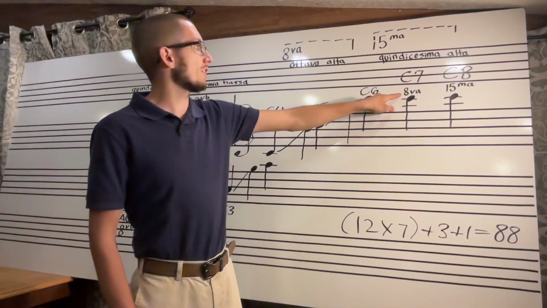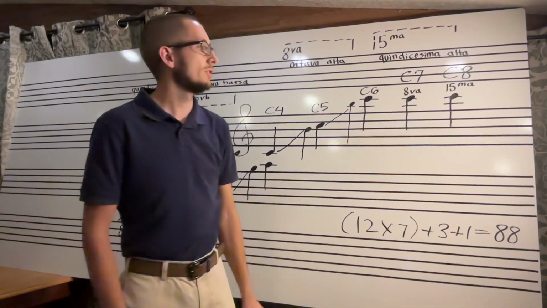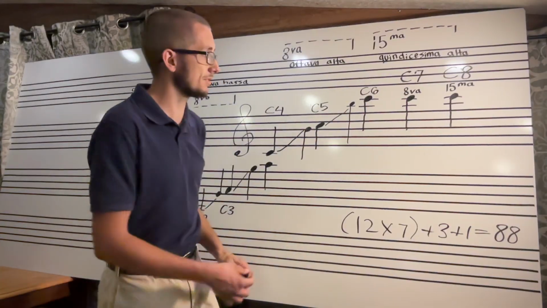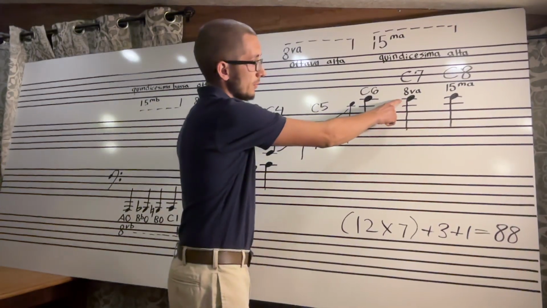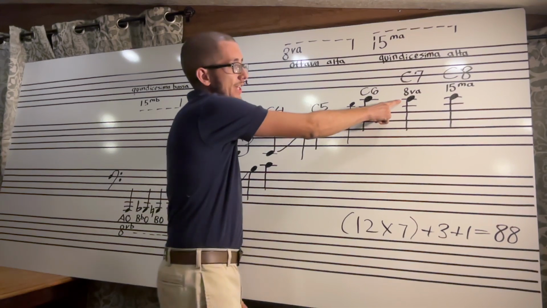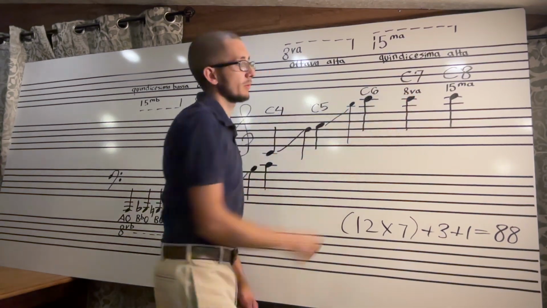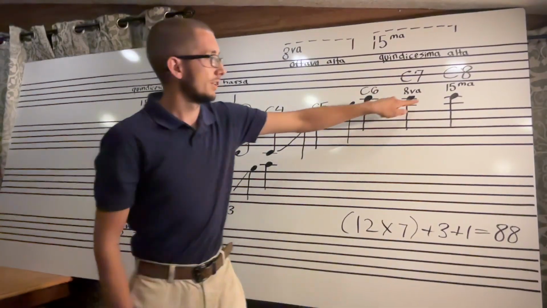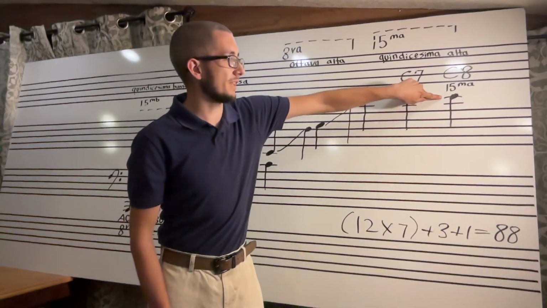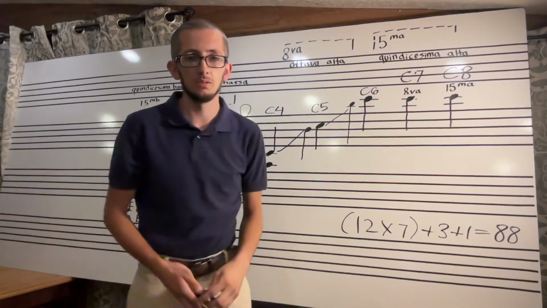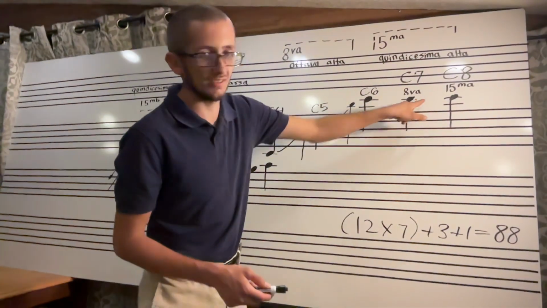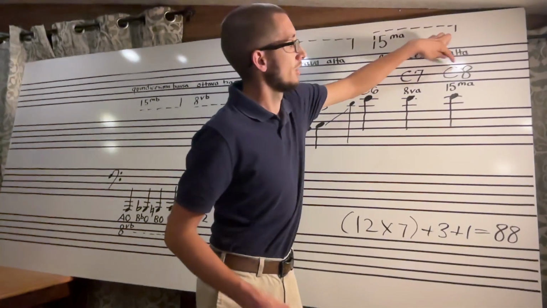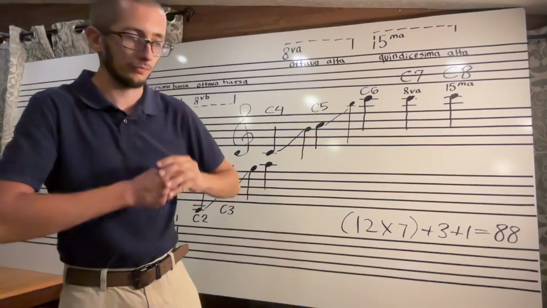This ottava alta and this quindecima alta is telling us that these are actually different Cs. So whenever we have this C right here with an ottava alta written above it, that's telling us that we need to play this C an octave higher. And this symbol right here is telling us to play that C 2 octaves higher. Because you can see, if we didn't have this symbol right here, we'd be having a bunch of ledger lines. And especially for this one, we'd be drawing several ledger lines.